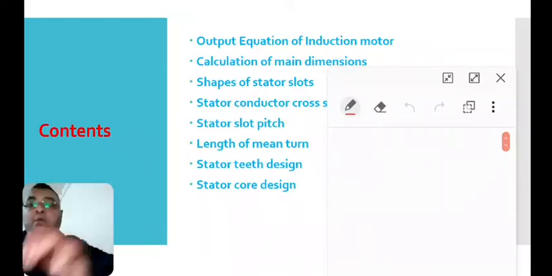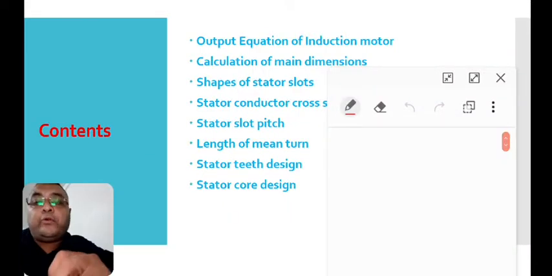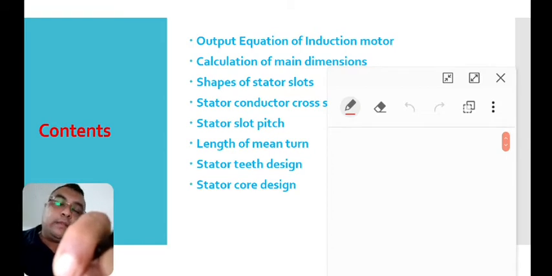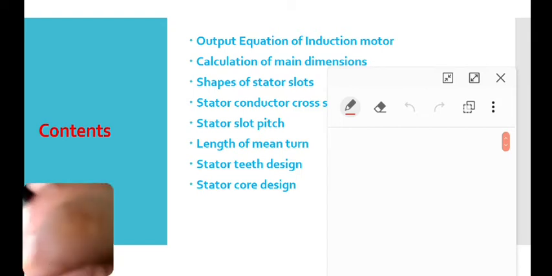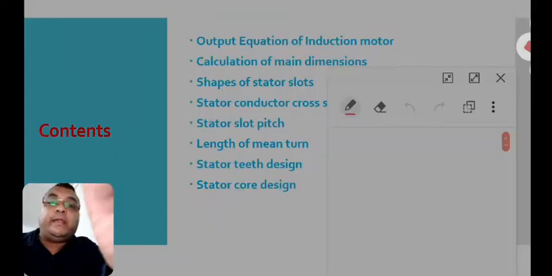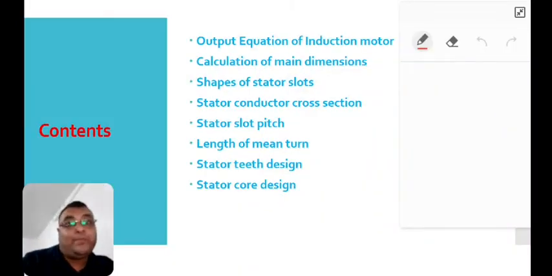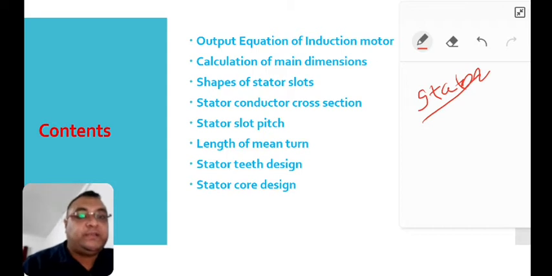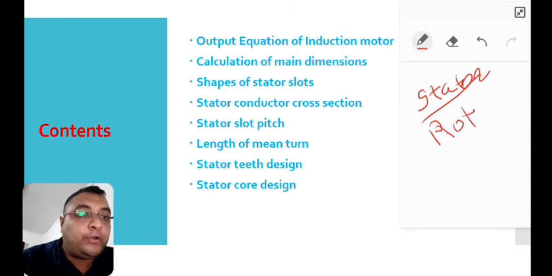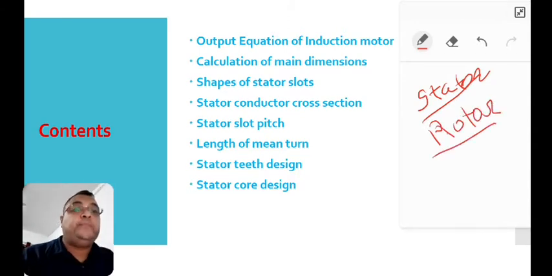Before going further, let us recall what we learned in the last lecture session. In the last lecture session, we went through the basics of the three-phase induction motor. We learned that there are mainly two parts in a three-phase induction motor: one is known as the stator, which is the stationary part of the device, and the second is known as the rotor, which is the rotating part of the device.